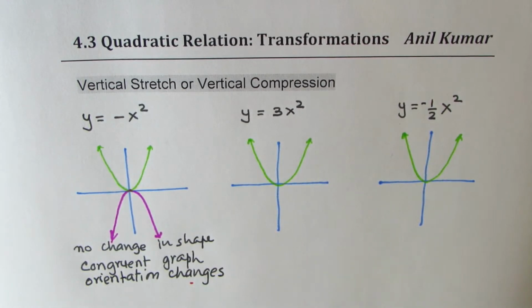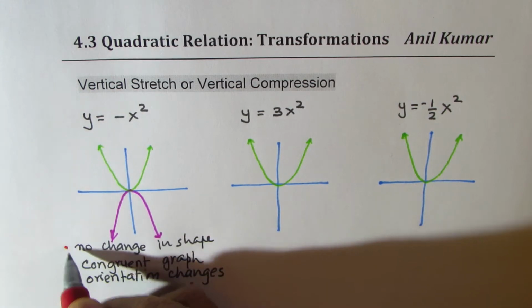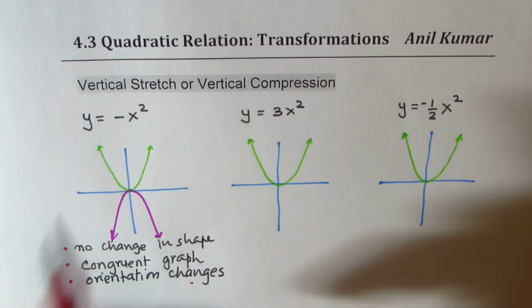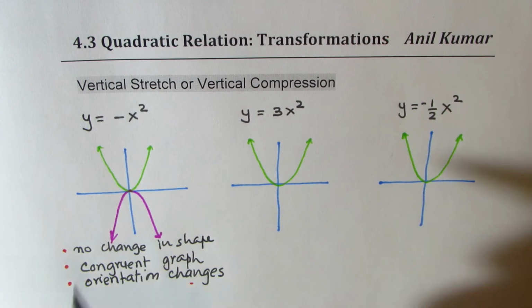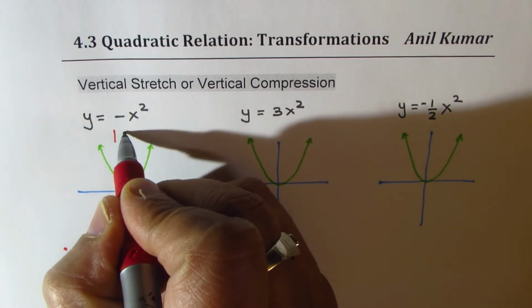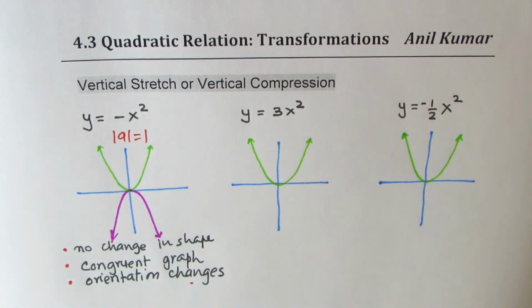Now these are very, very critical things to understand. So when we do just minus, that is to say, when the absolute value of a is 1, it could be plus or minus 1. In that case, there is no change in shape, right? The graphs are congruent. Only the orientation changes, becomes like facing downwards. So face up or down.